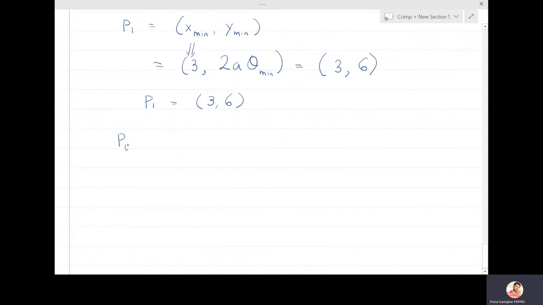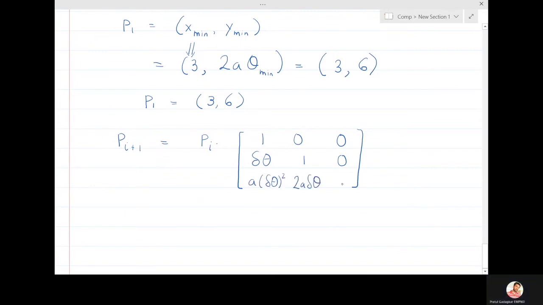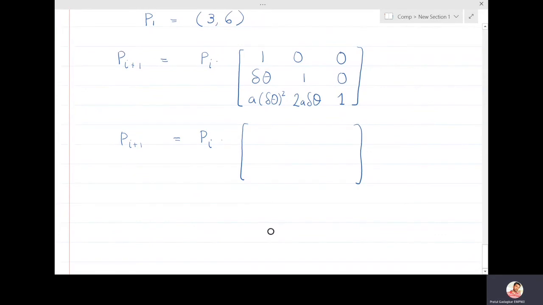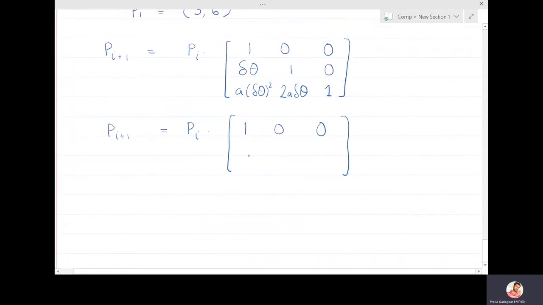The formula which generates the other points is P(i+1) is P(i) into the 3 by 3 matrix. Let me write that matrix: 1, 0, 0, delta theta, 1, 0, a delta theta square, 2a delta theta, 1. So the formula of P(i+1) is P(i) into 1, 0, 0, delta theta is 0.5, 1, 0, a into delta theta square, which is 3 into 0.5 whole square, will be 0.75, 2a delta theta is 3, and this is 1. So this will generate all the rest of the points.